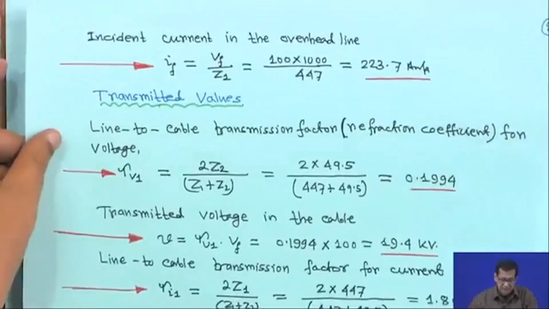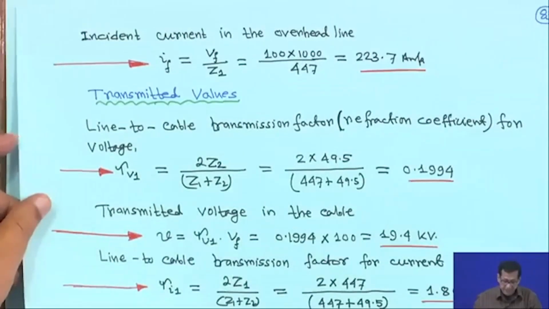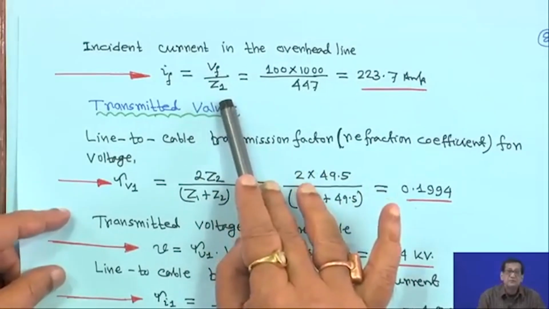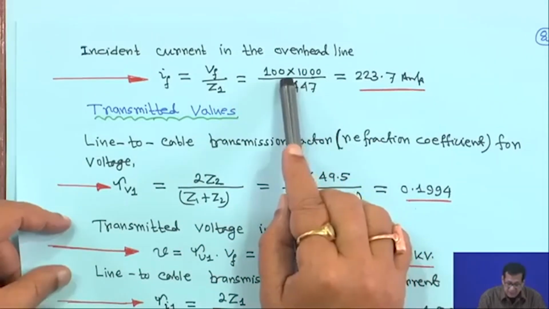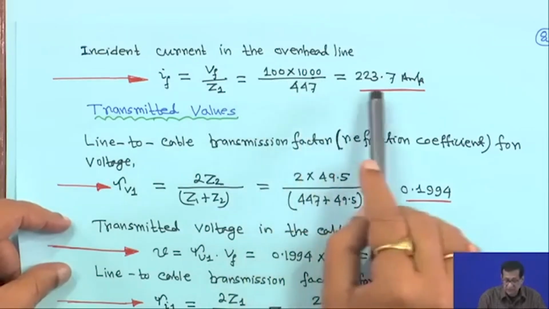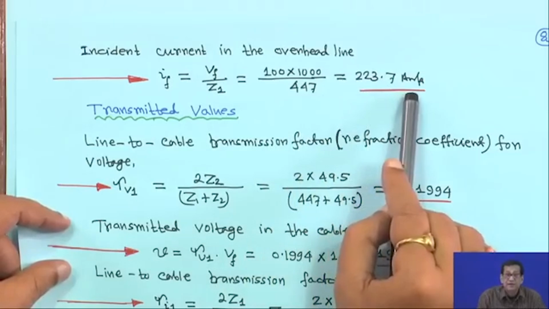Therefore, the incident current in the overhead line If is equal to Vf upon Z1, this relationship we all know. So, 100 kV, make it volt, 100,000 by 447 ohm, that is 223.7 ampere.